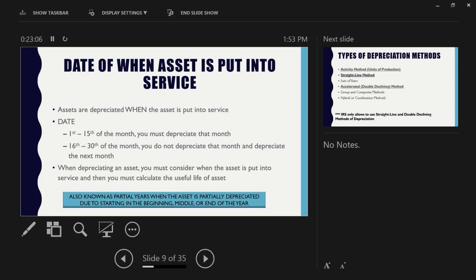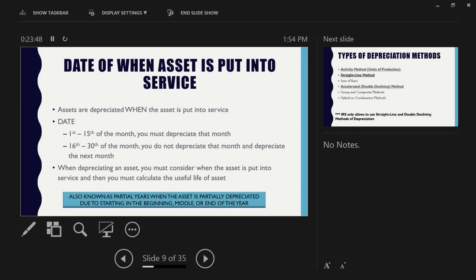All right. Next thing is going to be the date of when you put the asset into service. Okay. This is very important. Let me go over the concept first, and then I'll explain after. So the rule is, if it's anywhere between the 1st and the 15th, you have to depreciate that month. If it falls on the 16th or the 30th of that month, you're going to depreciate it the next month.